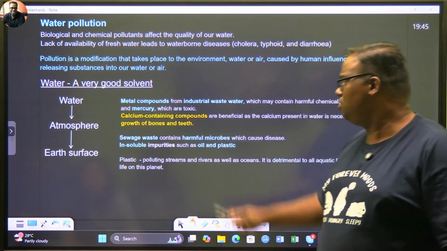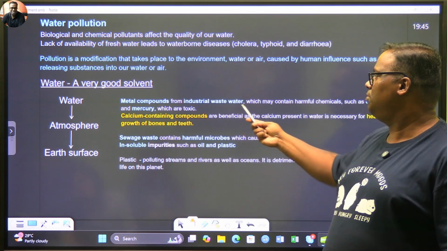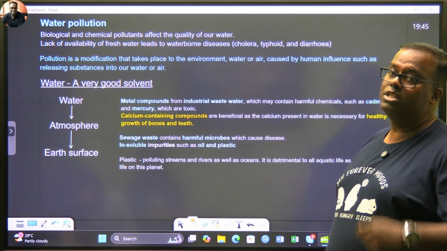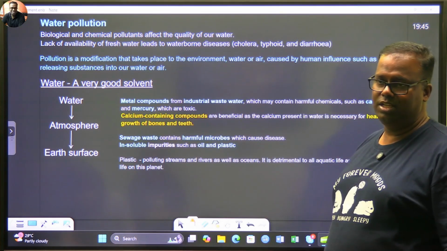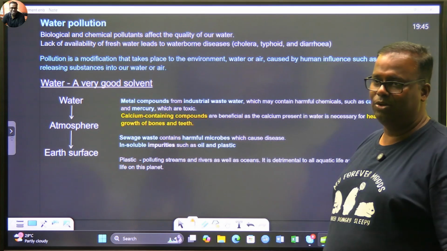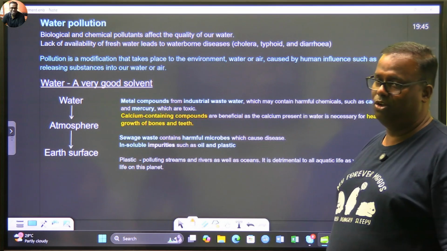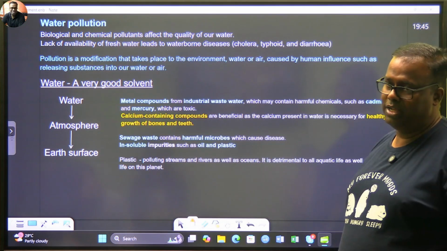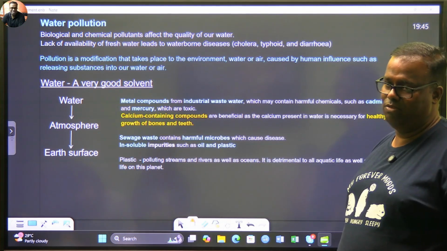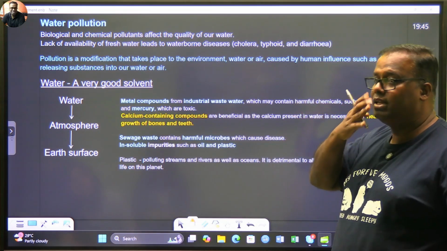Metal compounds. This is what the Hyderabad example which I was giving, Patancheru. Metal compounds from industrial wastewater. What is the type of water? Specifically battery industry, acid industry. The type of waste that you are throwing out. Pollution control boards have now very strict norms. If they check your waste output and the waste output is not complying, that means you are releasing toxin into the environment. Not at all. Which may contain harmful chemicals such as mercury and cadmium.